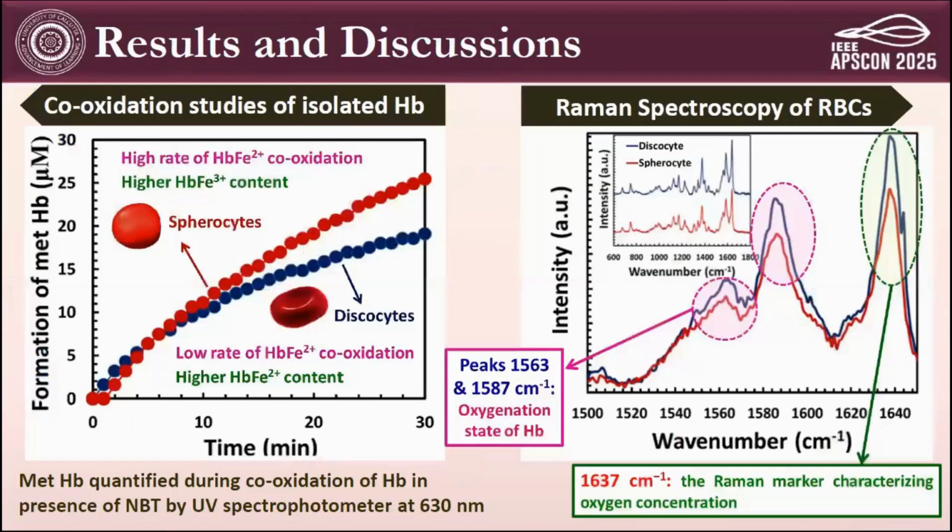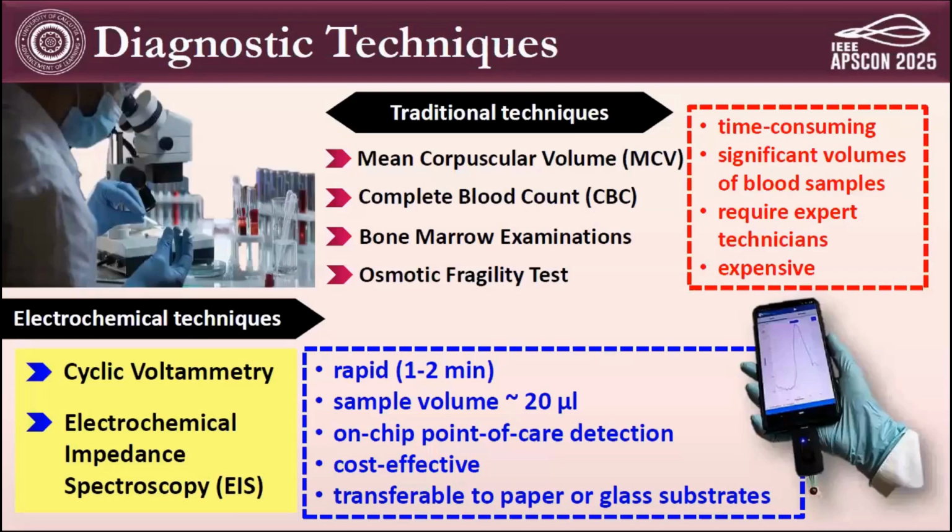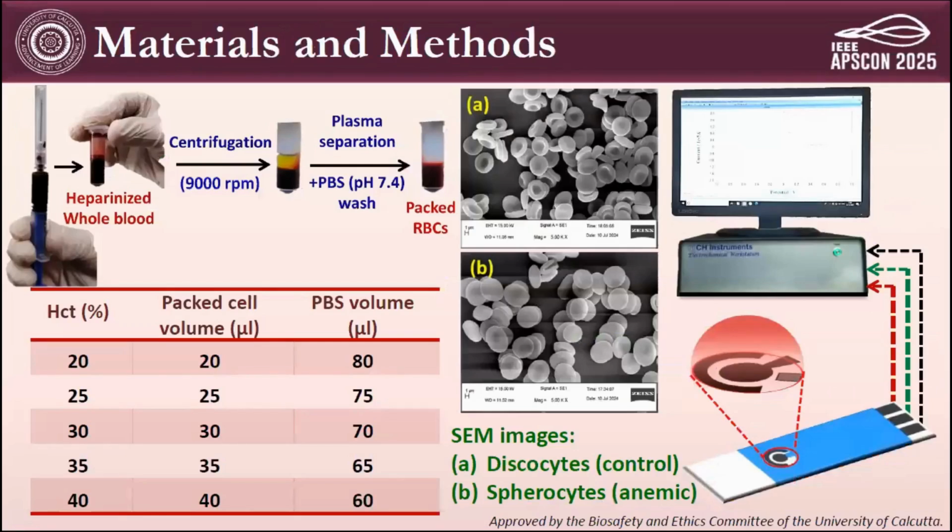And to do so, we first procured the blood from normal individuals as well as patients suffering from spherocytosis. Such heparinized blood was then centrifuged at around 9,000 RPM to separate the plasma, followed by PBS washes to obtain packed cells or isolate the red blood cells. Then we prepared different HCT percentages, that is hematocrit percentages, with packed cells and PBS by mixing them in volumes as listed in the table.